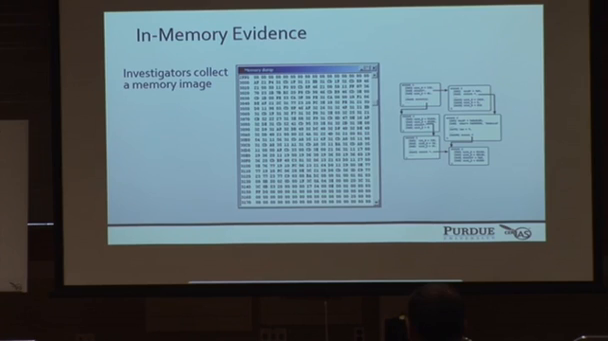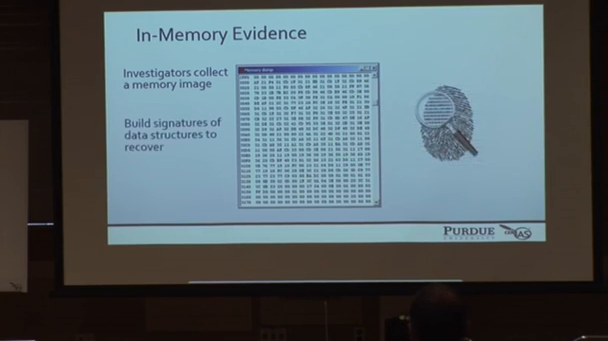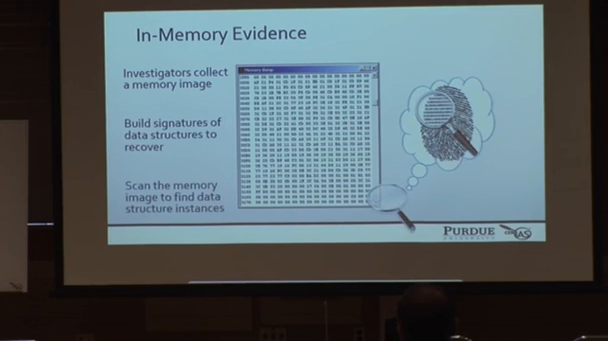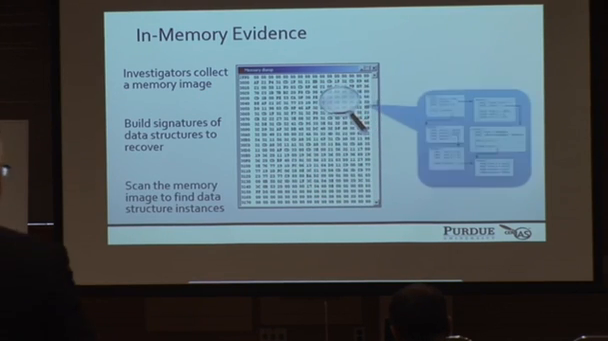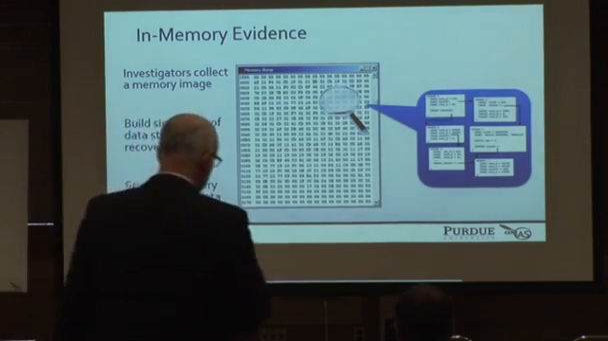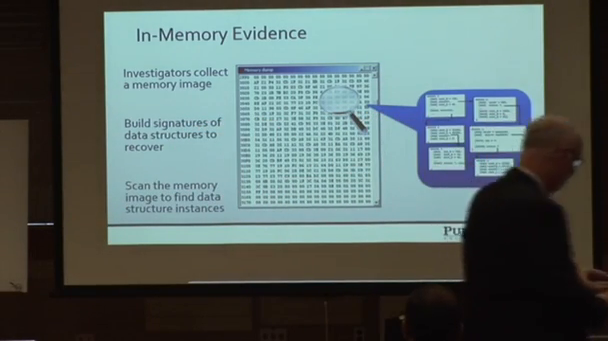To do this, you first pick the data structure you're looking for. You build a signature for that data structure. That's just a set of constraints that let you find that data structure in all of that raw memory that you have in the image. And then a memory forensics tool takes that signature in, and it's going to scan through every offset in the memory image, finding instances of those data structures that you're looking for.